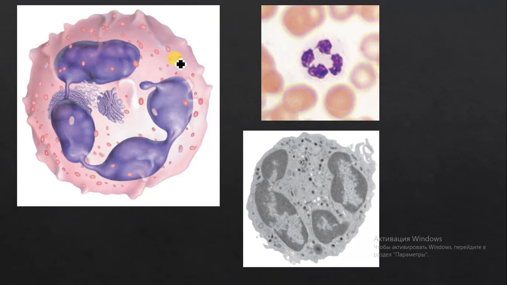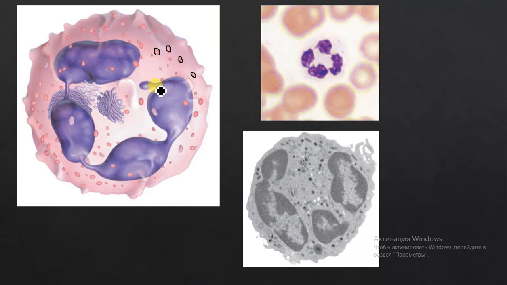And why are they named as neutrophils? Actually, because of these granules. They're colored as in neutral stains. You know that we have two types of stains. There are basophilic and acidophilic stains. But these granules, they are stained not in a basophilic way, not in an eosinophilic way. So that's why we name them neutrophilic, neutral.